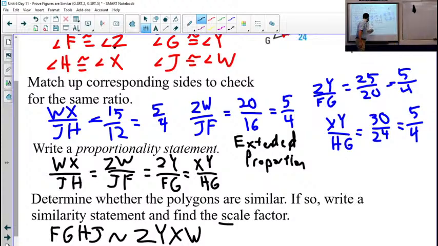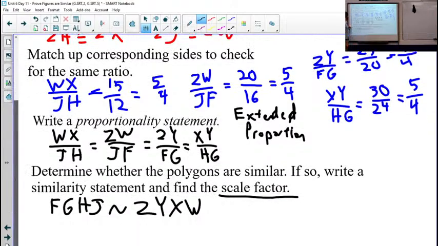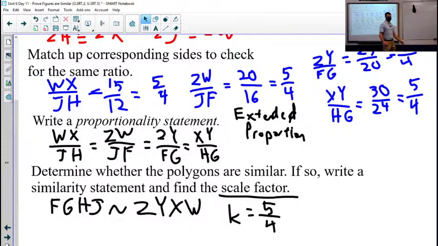And then my scale factor. Scale factor is whatever number I can multiply all those by. And it will not surprise you to learn that the scale factor we're going to use is 5/4. It's the number that all of our sides, all those fractions, ended up simplifying to. Questions on that problem?